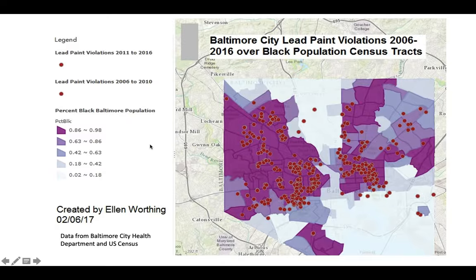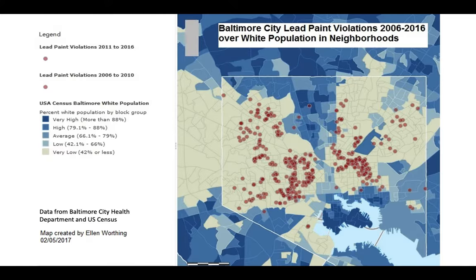And you look, in this case, the darker purple it is, the more percent black that population tends to be. So you can see there's a very stark pattern between the amount of lead poisoning in the area and the amount or percentage of the population that is black. Whereas if we look at the opposite, in this case, same thing with the red dots representing lead paint violations, but this time the darker blue it is, the more white that population is.